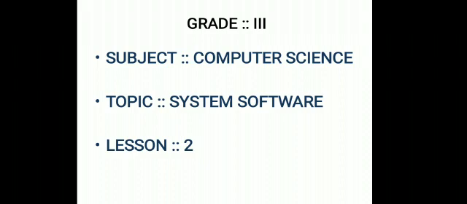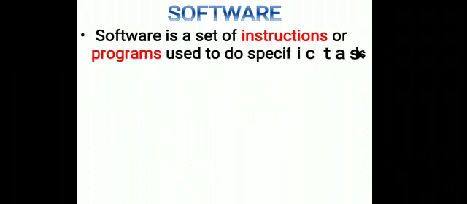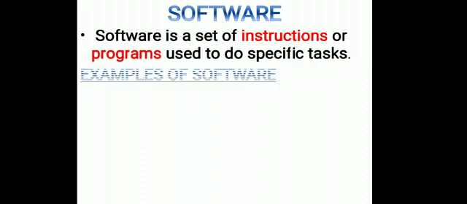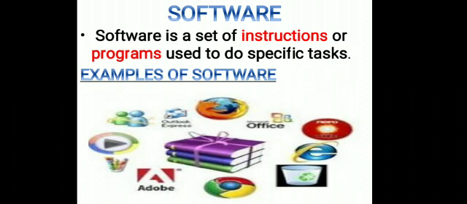Okay children, so now first we see what a software is. A software is a set of instructions or programs used to do a specific task. Some examples of software are Microsoft Word, Excel, PowerPoint, spreadsheet and library. These are the examples of software.